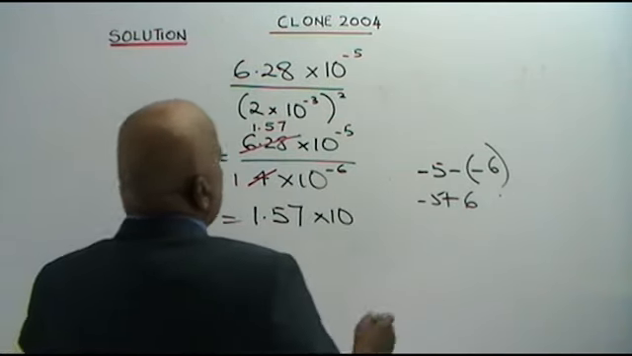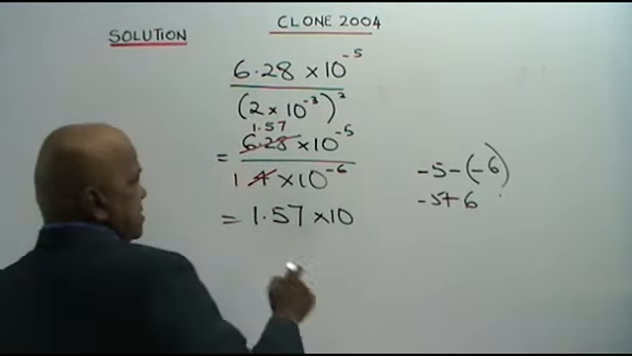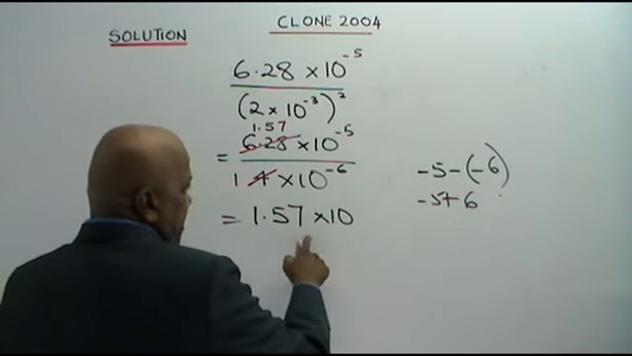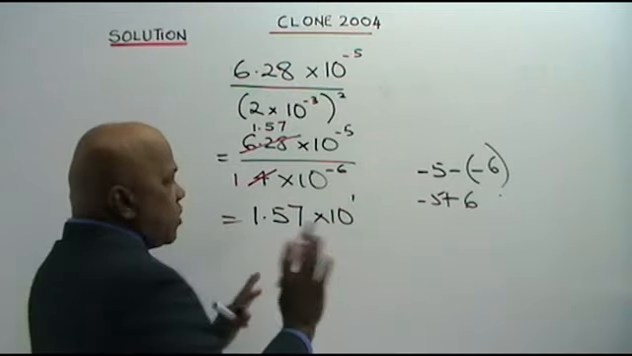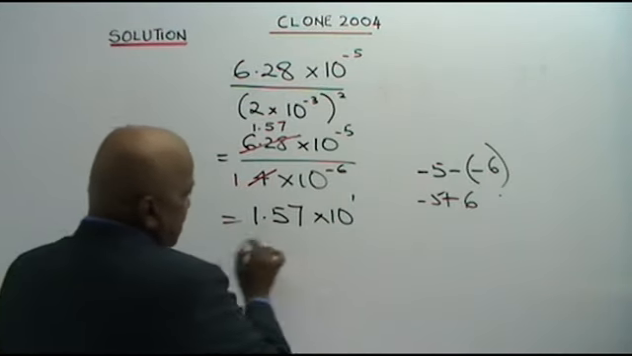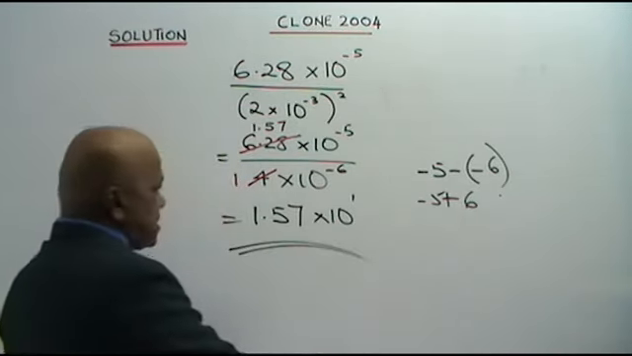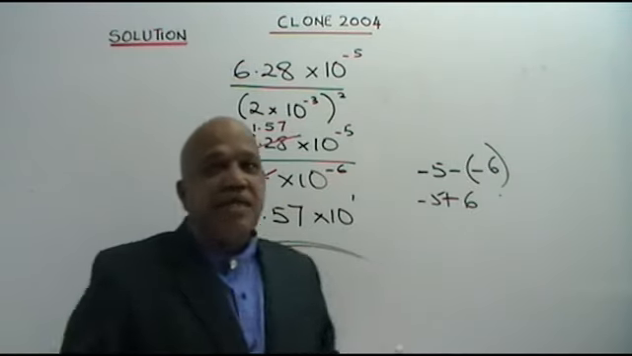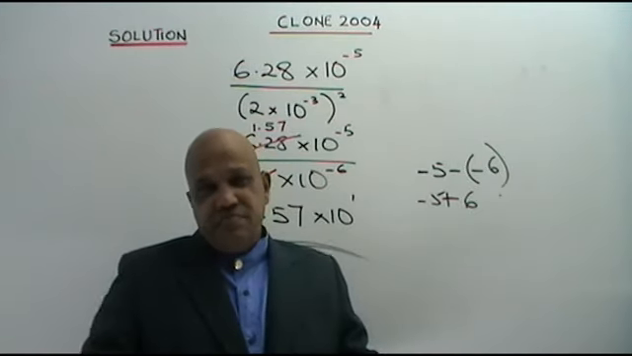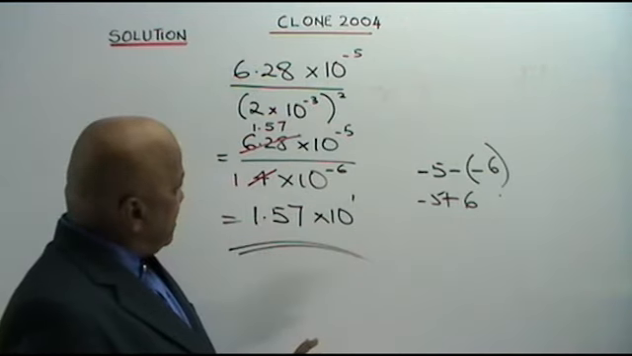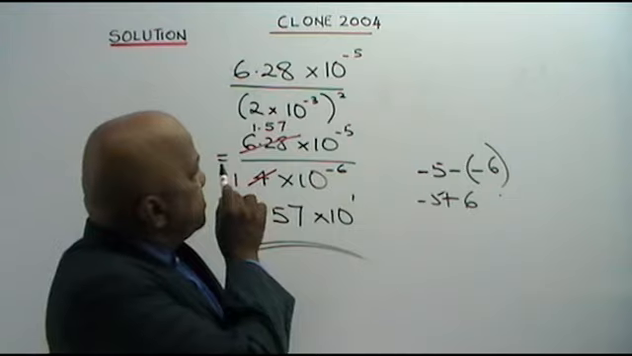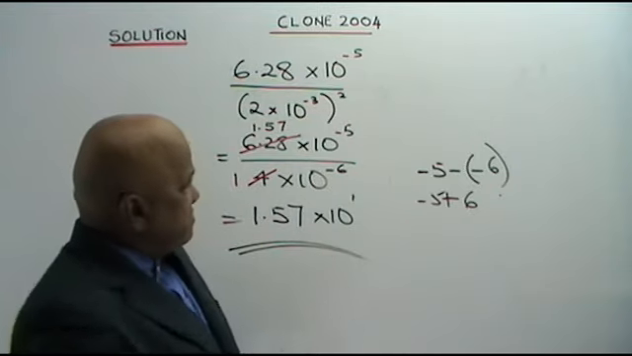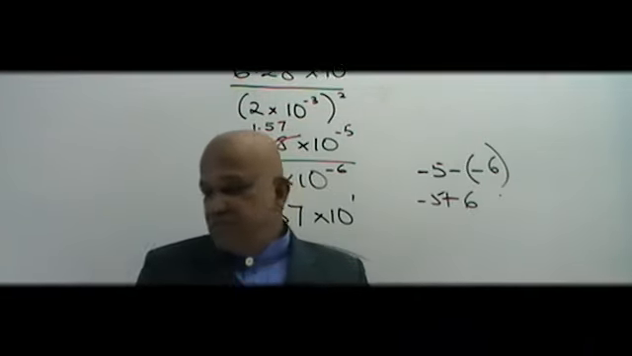So your answer is 1.57 times 10 to the power of 1. Usually we don't have to write the power 1. This is your answer in standard form. I hope you have got it. It is not very difficult. Step by step. Thank you.